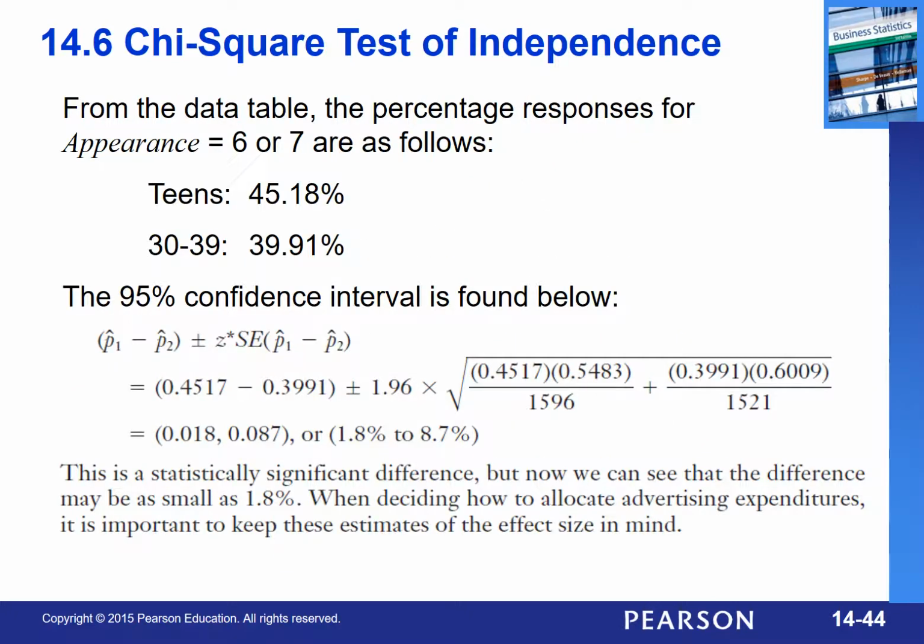So you're going to take the appearance groups of 6 and 7 and look at teens versus 30-year-olds and construct those two proportions. And then you can do the difference of their two proportions. Sorry, I said percentages earlier, I meant proportions. And then you can form the standard errors, and I'm using 95% here, so I'm using 1.96 for my test statistic. And there you go. You'll come up with the interval. So you'd be able to say that there's a statistically significant difference. And we can actually see that the difference might be as small as 1.8%, but it might be as large as 8.7%. And we can decide how to allocate different things to keep this up.